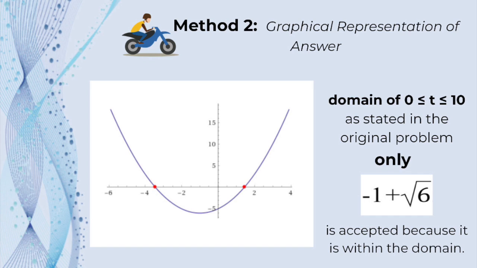As you can see, there will be 2 intersection points. However, we must reject the -1 due to our domain, and that leaves us with our answer of 1.449 seconds. Therefore, at the time of 1.449 seconds, the velocity of the motorcycle was 30 meters per second.